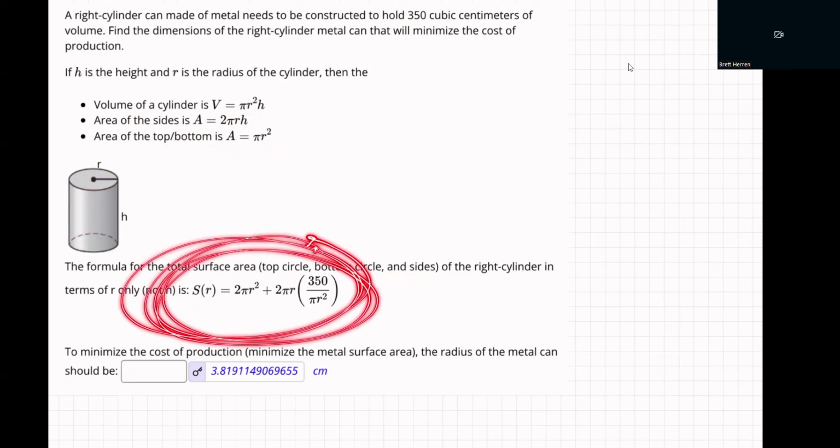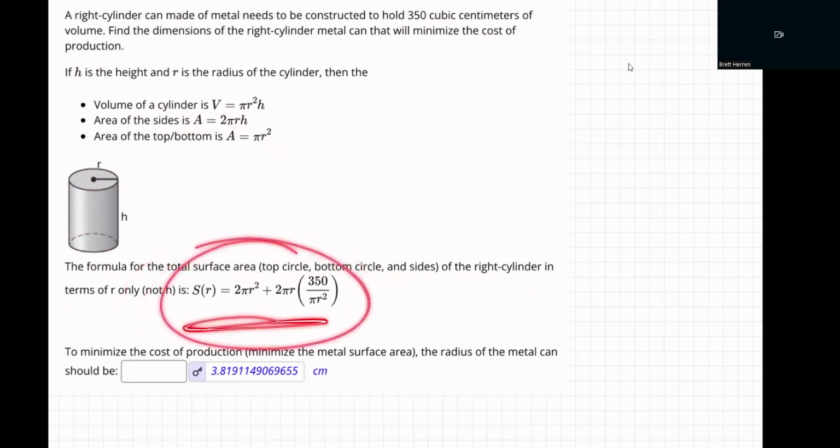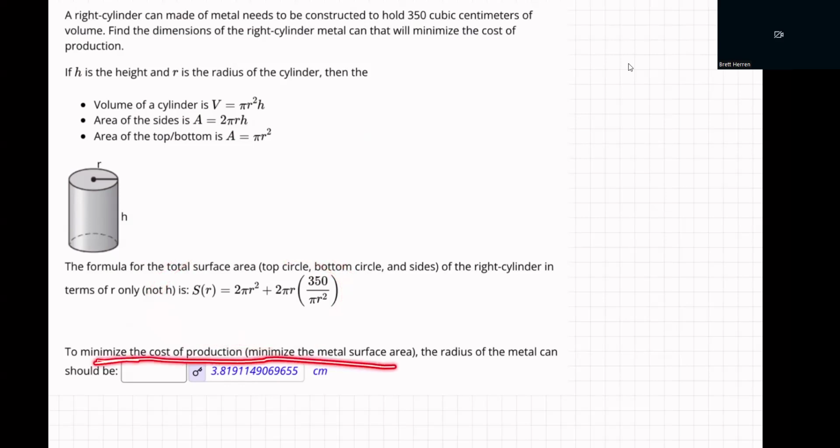And now we're going to conclude this problem. We say, okay, use that formula now. How we find that is another problem, the setup. Once you have that, we're going to conclude it on this part. To minimize the cost of production, minimize the metal surface area. The radius of the metal should be, so we've got to find the R.